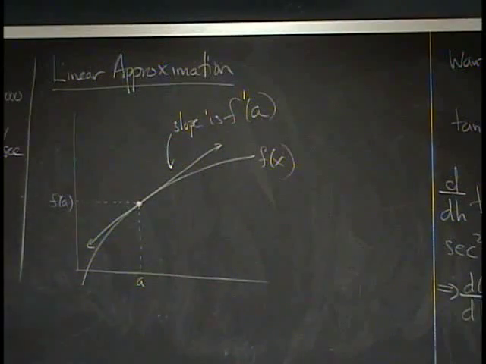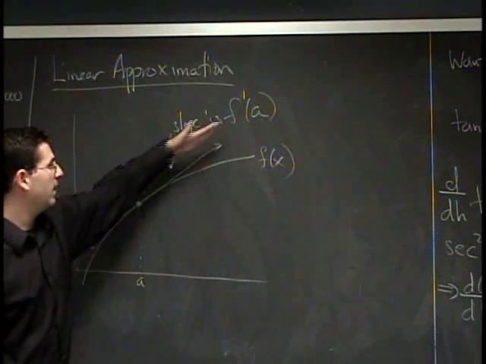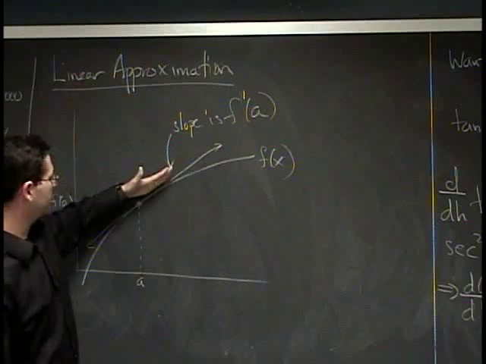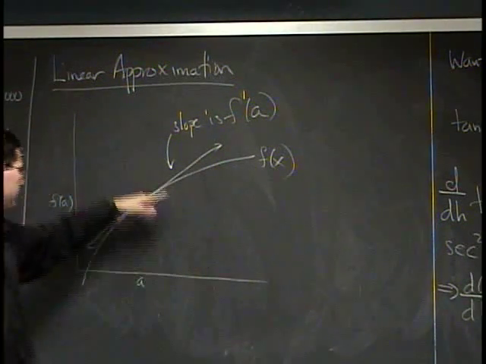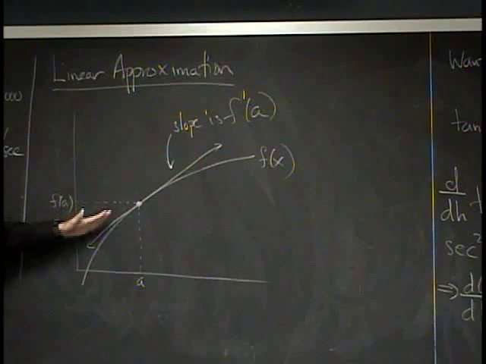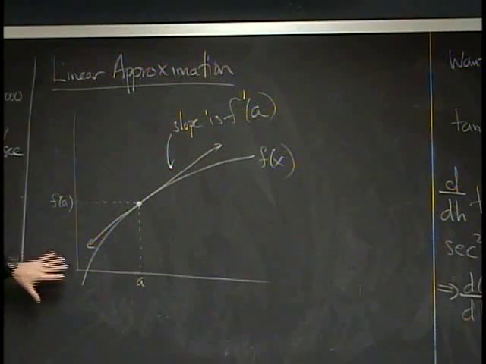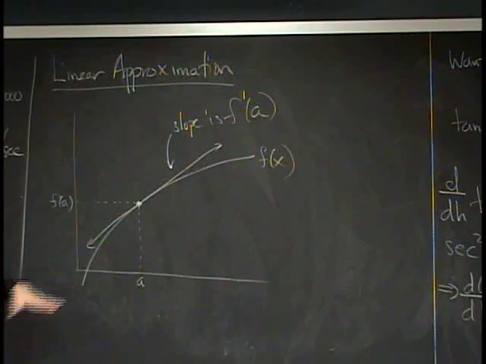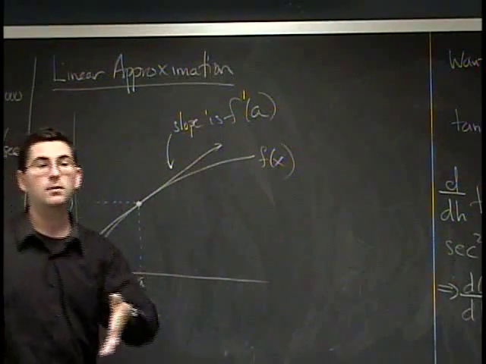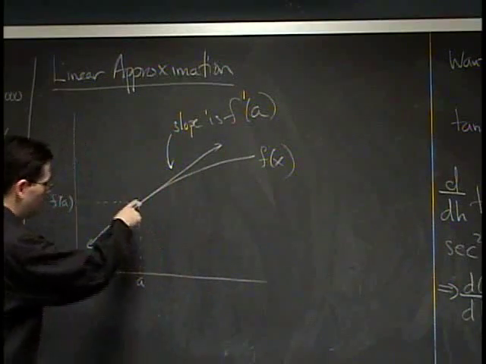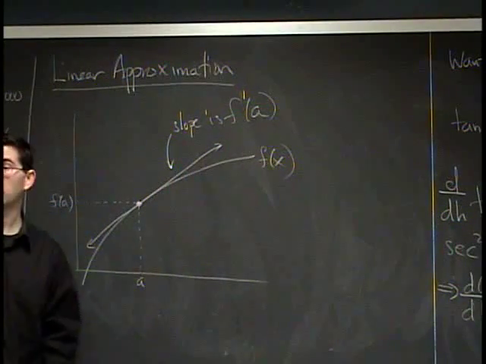Now, as I move away from this point A, clearly this tangent line moves away from this curve. And the same thing on the other side. If I keep extending this line, it seems to be moving quite far away from this curve. But if I zoomed in really close, this tangent line looks very much like the curve.